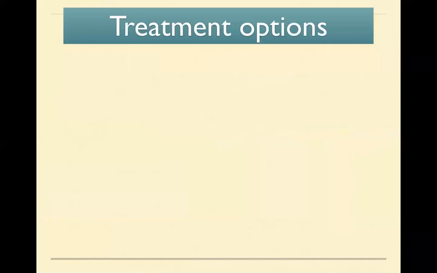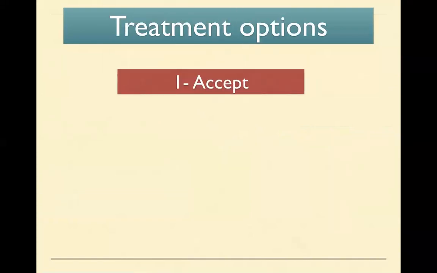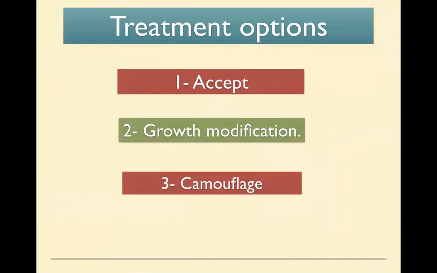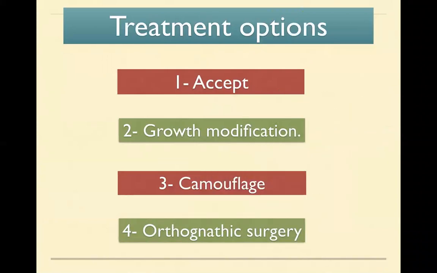So how can we do this? We have treatment options. Accept is not an option. Growth modification, camouflage, and orthodontic surgery. Accept is not an option. Growth modification is our option because the patient is growing and she has an increased overjet, and we are aiming to correct the class 2 skeletal.